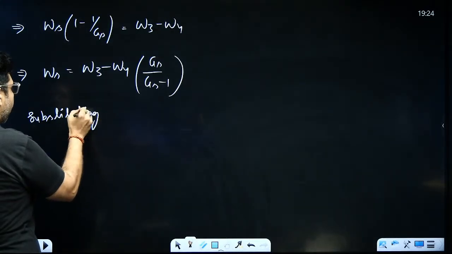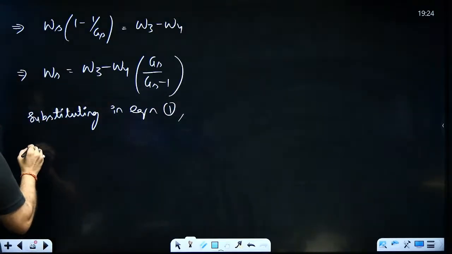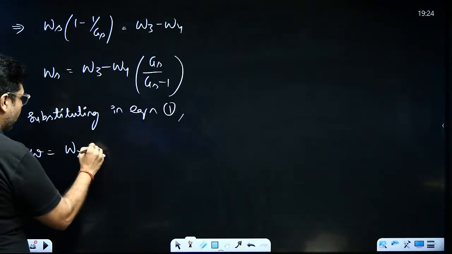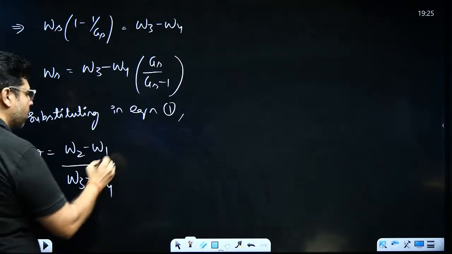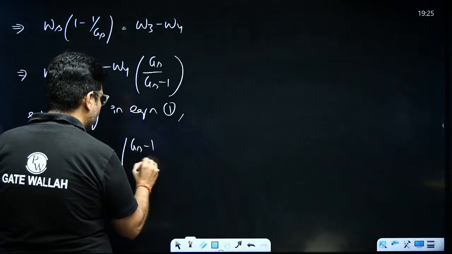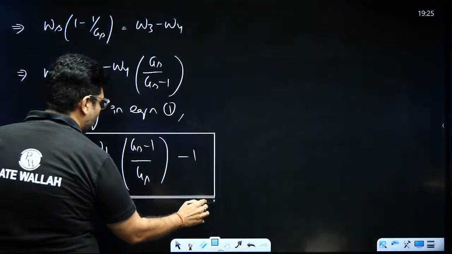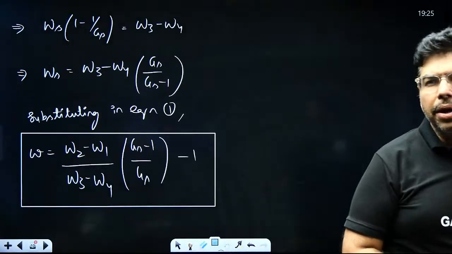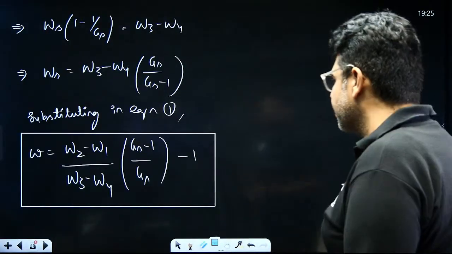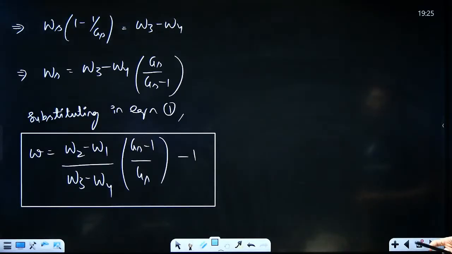Substituting in equation 1, we can write water content is W2 minus W1 upon W3 minus W4 into Gs upon Gs minus 1, minus 1. Now remember this formula my dear. This is how you can determine the water content using the pycnometer method. Very simple method. Like this you can derive. Very simple. Okay. So just make a note of it. Then I will proceed further.